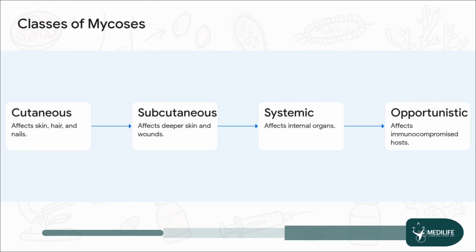We start at the bottom with superficial, just on the outer skin. We climb up to cutaneous, hitting the epidermis, hair, and nails. Then we go deeper with subcutaneous, down into the underlying tissue. And at the very top, the most dangerous of all is systemic. The fungus is now inside the body's organs.